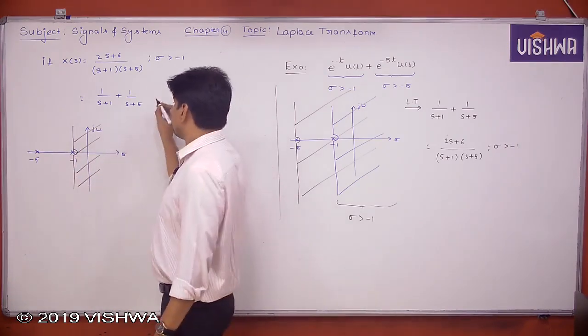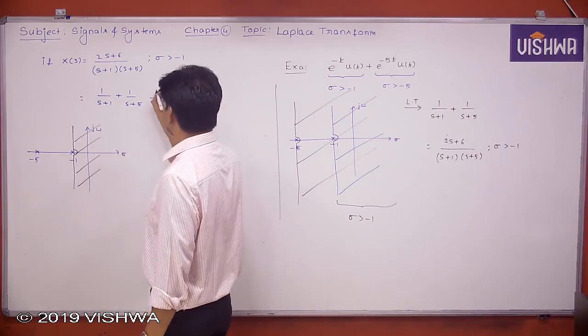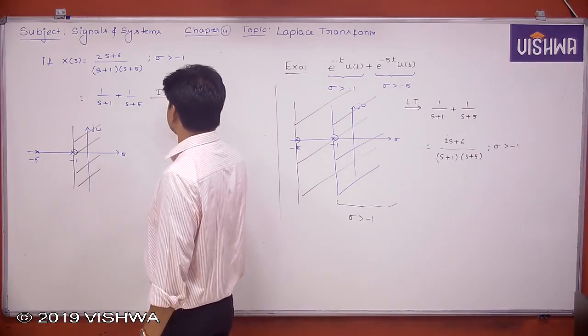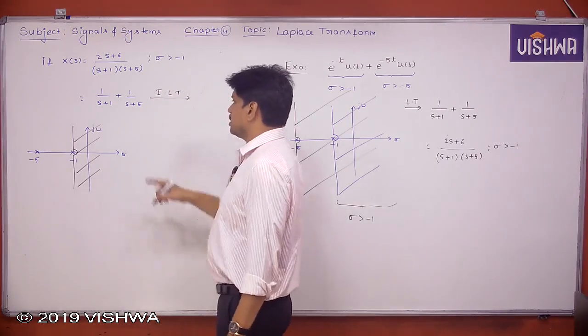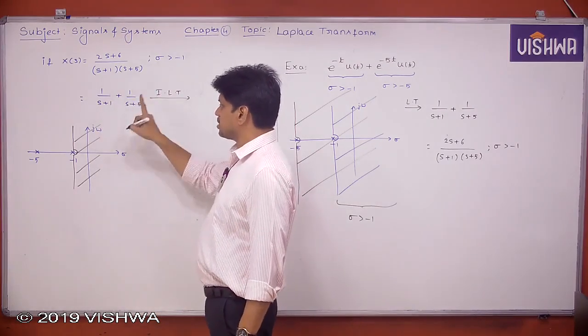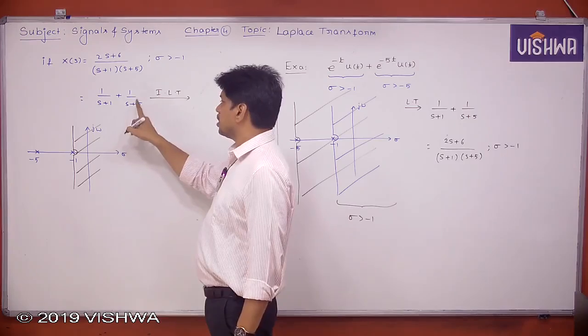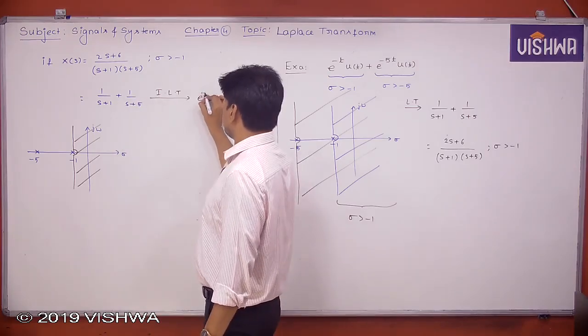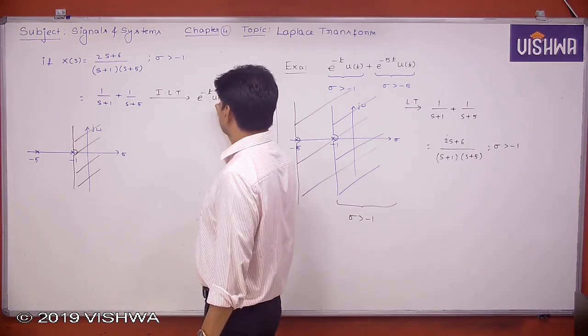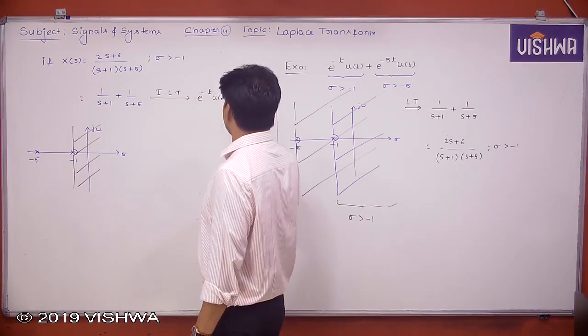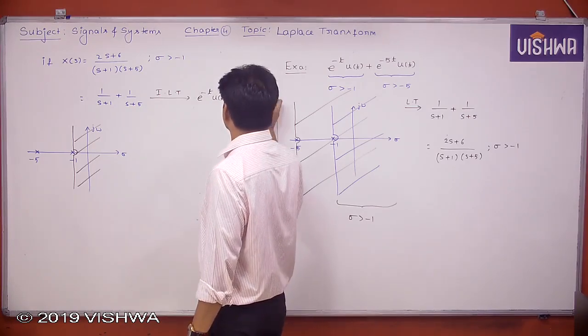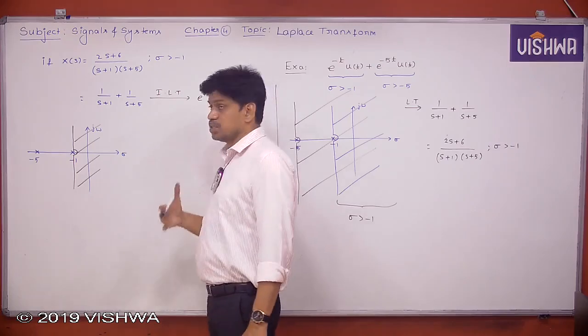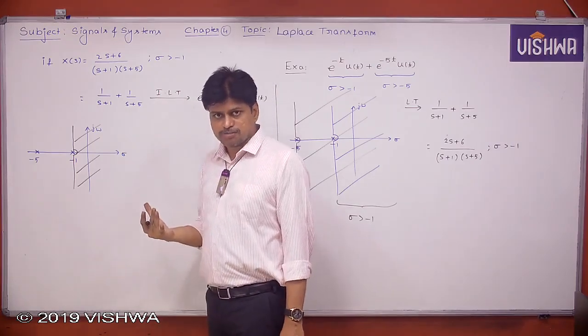That means if I apply the inverse Laplace transform, for this signal we have to write a right-sided signal, and for this signal also a right-sided signal. Then it is e power minus t u of t plus e power minus 5t u of t. Both are right-sided signals. So this is the way we have to do it. Clear or not? Take it.